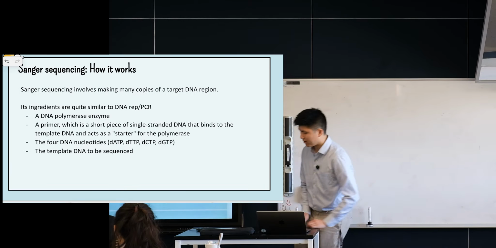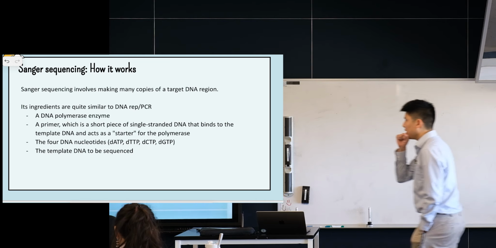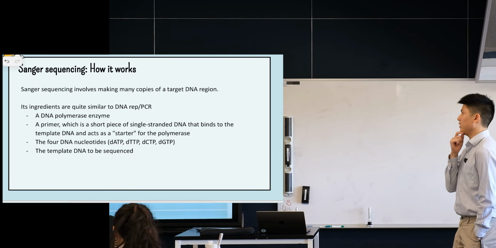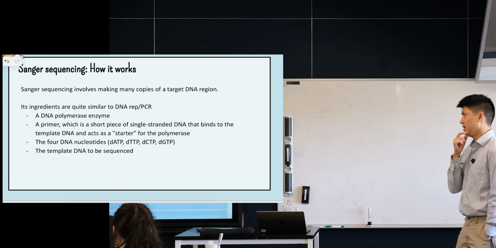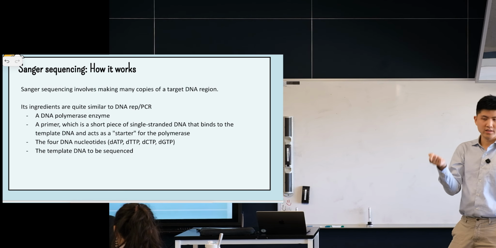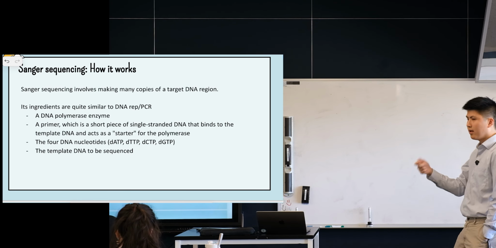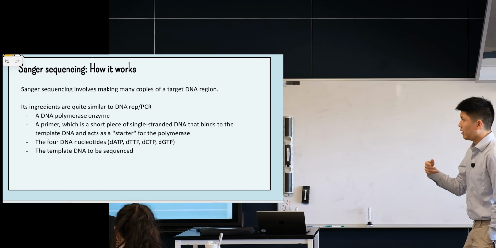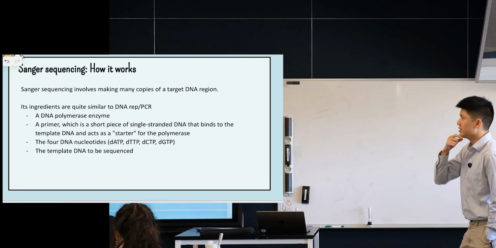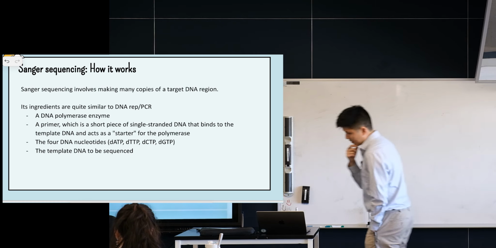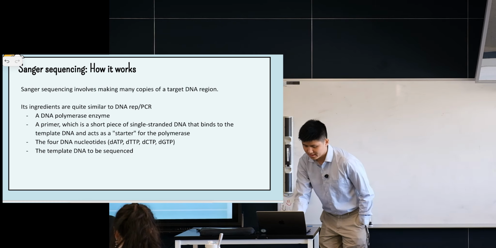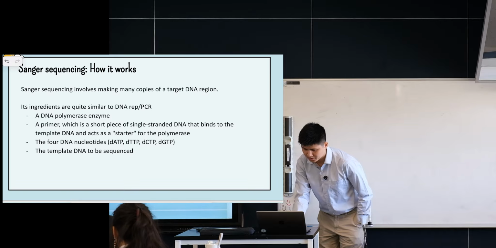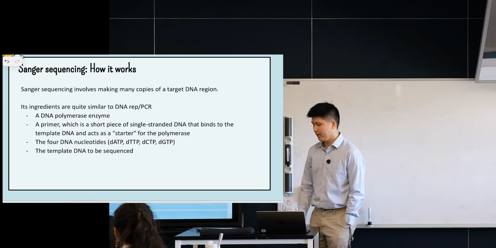So, how is it similar, right? Well, we still use an enzyme, polymerase, to make more copies of DNA. We still have a primer because the polymerase needs to read the primer to start laying down nucleotides, right? We still need template DNA, but I guess the difference here is we have these special things, these 4 special DNA nucleotides. They have these weird names, right?